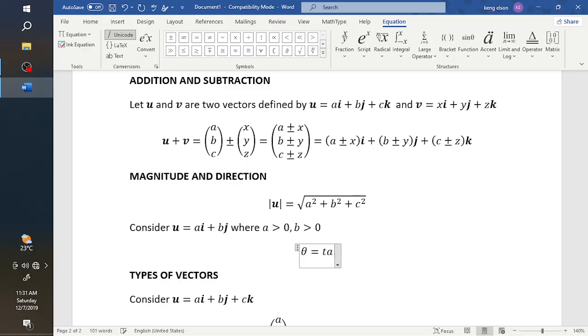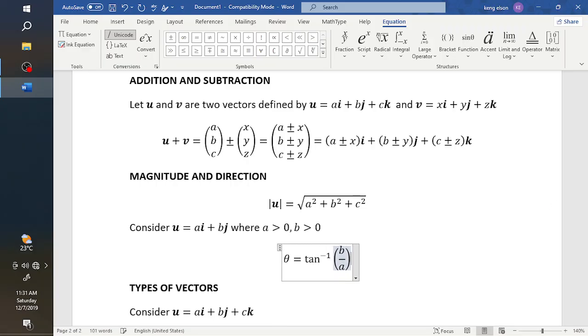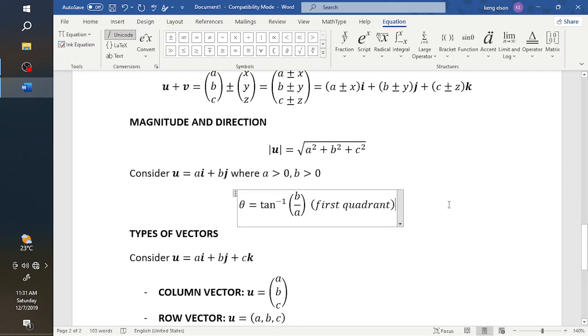In the first quadrant, all we do is take tan inverse of the y component over the x component. That is because you are in the first quadrant. Now I will leave you to deduce what the answer is if you're in the second quadrant. In the third quadrant and in the fourth quadrant, tell me your answer in the comment section. So this is the case for the first quadrant.